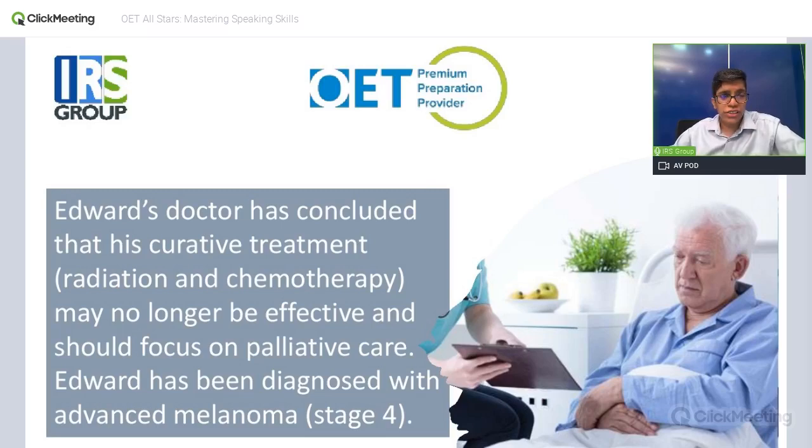Now we have Edward, and his doctor has concluded that his curative treatment that included radiation and chemotherapy may no longer be effective and that the focus should be on palliative care. Edward has been diagnosed with advanced melanoma, stage 4. Typically, if somebody has a melanoma in an advanced stage, it could have metastasized, so the cancer would have spread to other parts of the body, other organs perhaps.